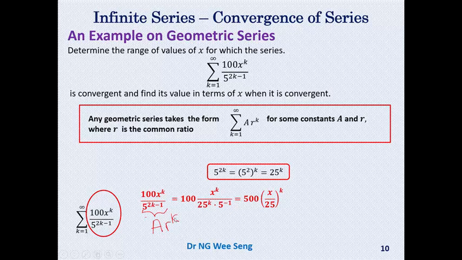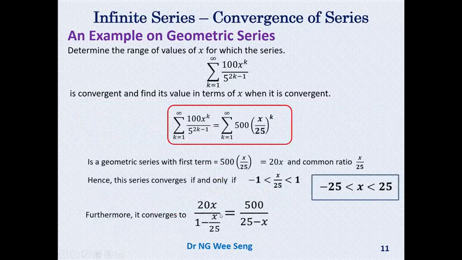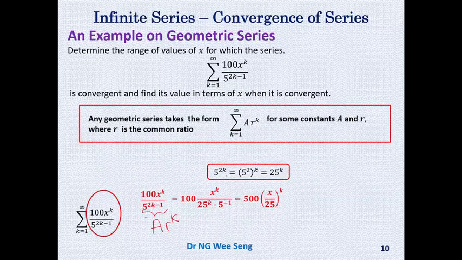So applying the indices law, 5^(2k) can be written as 25^k. 5^(minus 1), we can write it out separately as a constant. So now you can combine these two constants to get 500. And we can combine these two exponential terms into a single term. Doing so allows us to get the common ratio for this geometric series. So r equals x divided by 25.